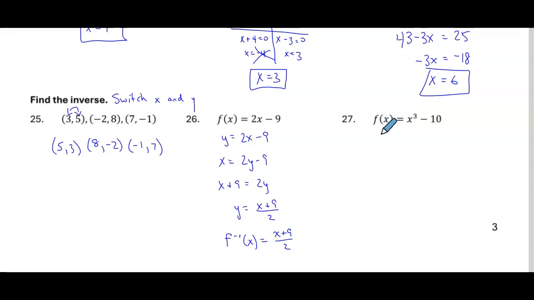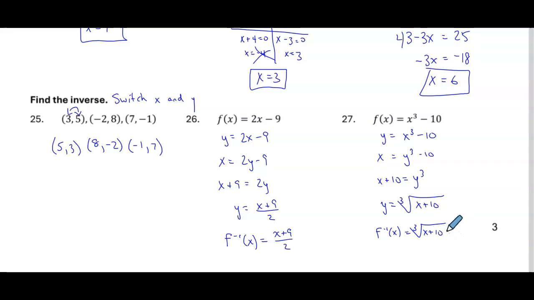Okay, so we'll do the same thing here. Put a y, so we can do the algebra. We switch it to x. We'll try to isolate the y, so we'll add 10. This time I need a cube root to get that cube off. So if I cube root, I'll have y equals cube root x plus 10. So then f inverse equals cube root x plus 10. All right, so that'll do it for the inverses.